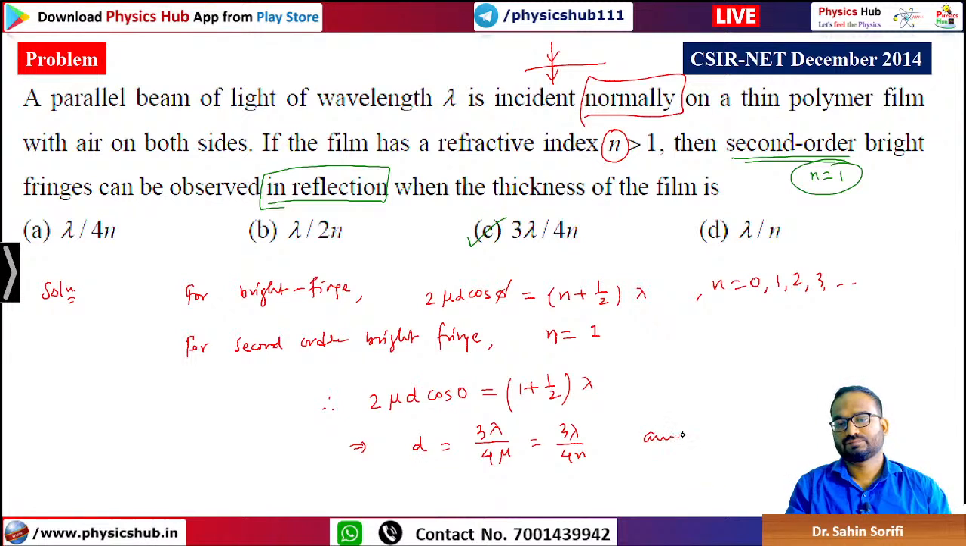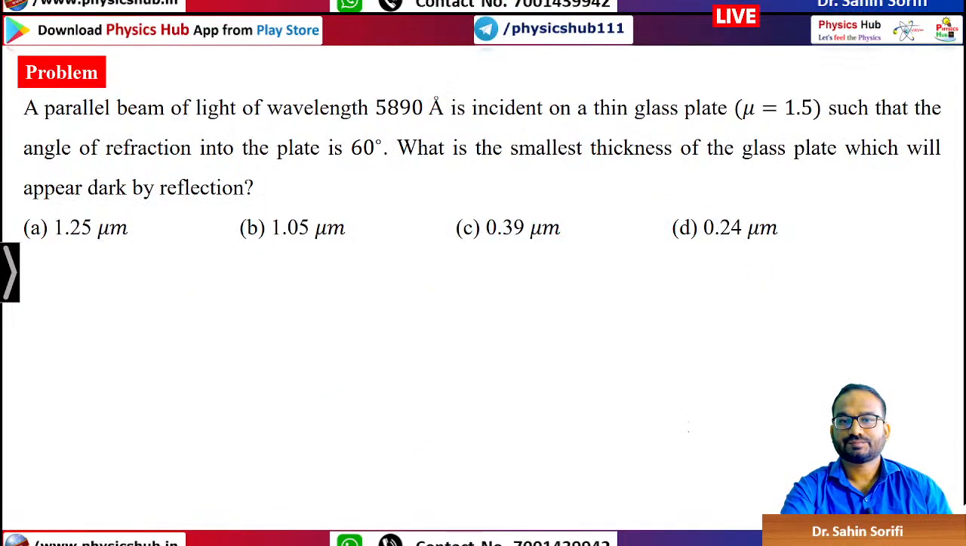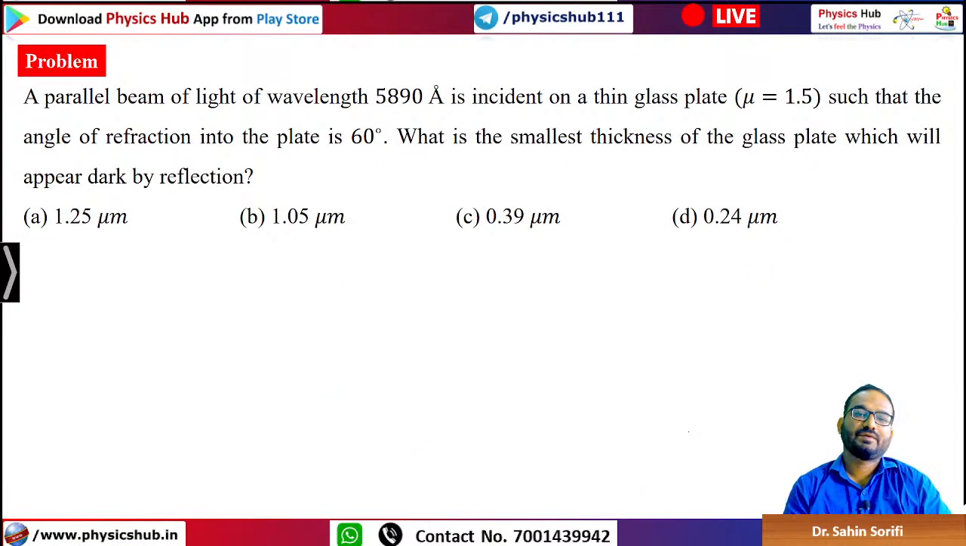Okay, let's move on to the next question. I hope this is understood. A parallel beam of light of wavelength 5890 angstrom is incident on a thin glass plate, mu equals 1.5 given, such that the angle of refraction into the plate is 60 degrees. What is the smallest thickness of the glass plate which will appear dark by reflection?